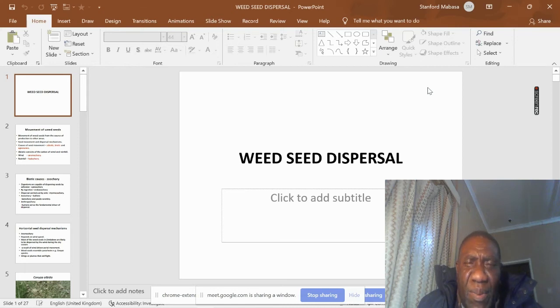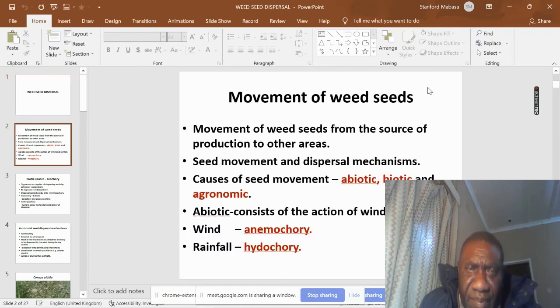When weeds produce seeds, they have to be dispersed. They don't stay around the plant, they have to be distributed. So, weed dispersal is the movement of weed seeds from the source of production to other areas. It's seed movement and the dispersal mechanisms which are important to note.